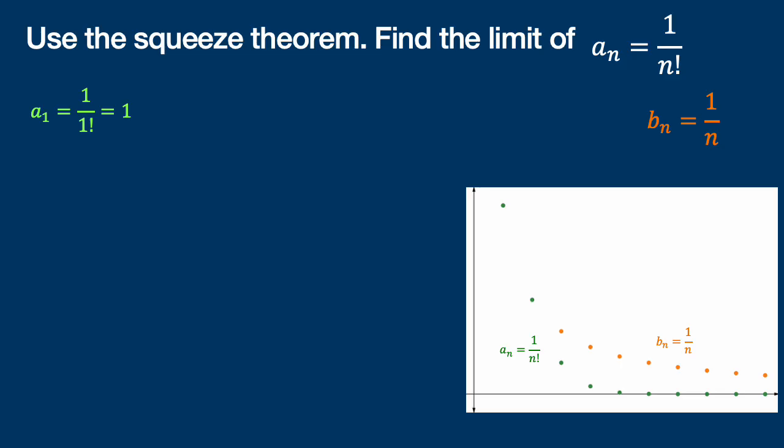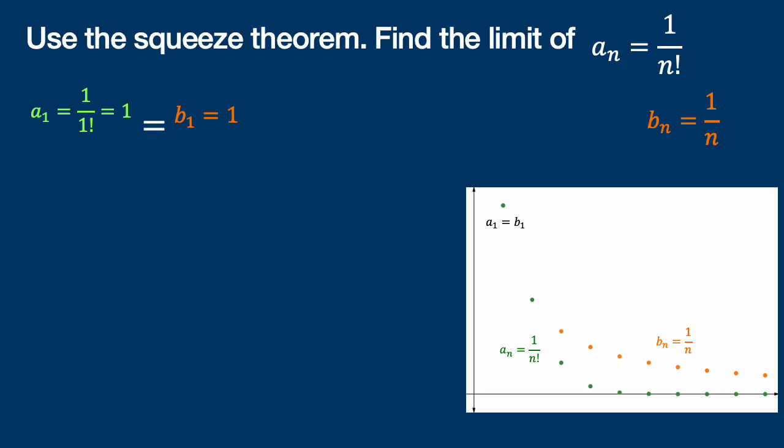So A1 is 1 over 1 factorial. 1 factorial is 1, so that's 1. B1 is 1 over 1, which is 1. Comparing the two sequences, 1 and 1 are the same. A1 and B1 are the same, and you plot them on the graph at the same point.